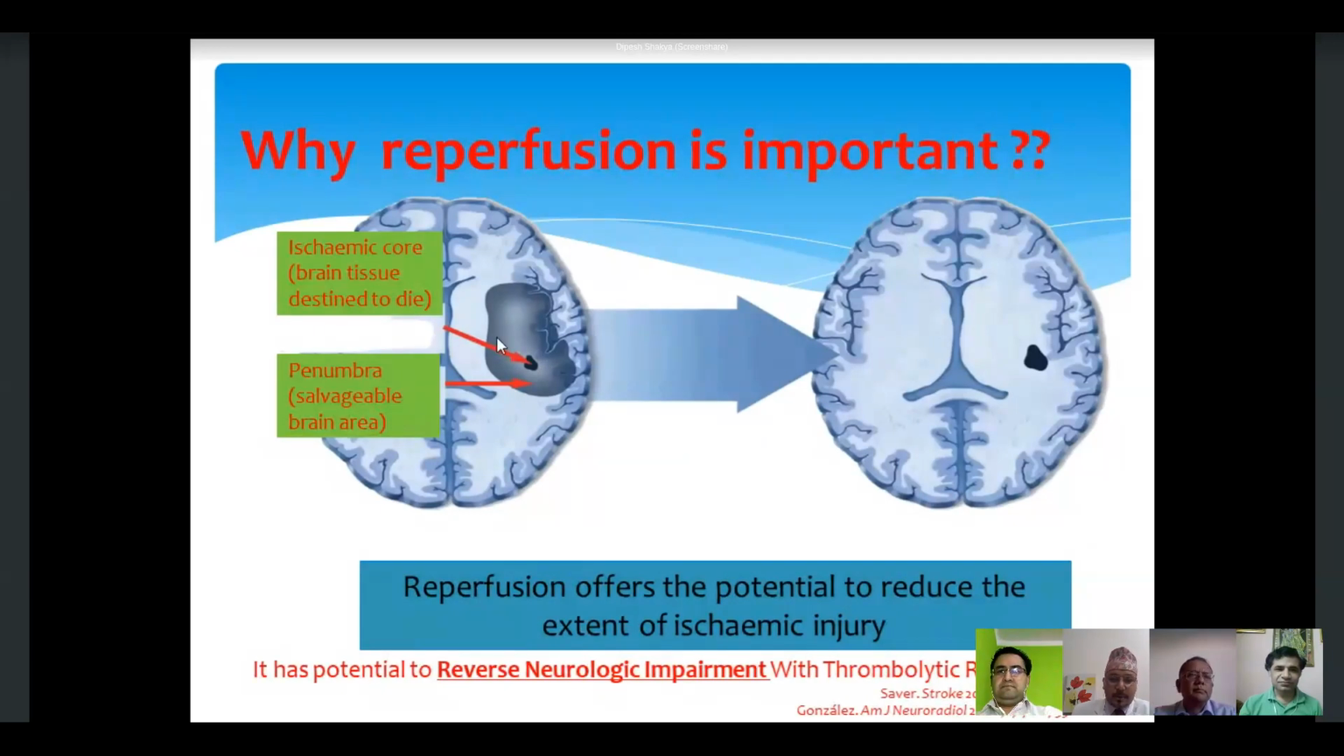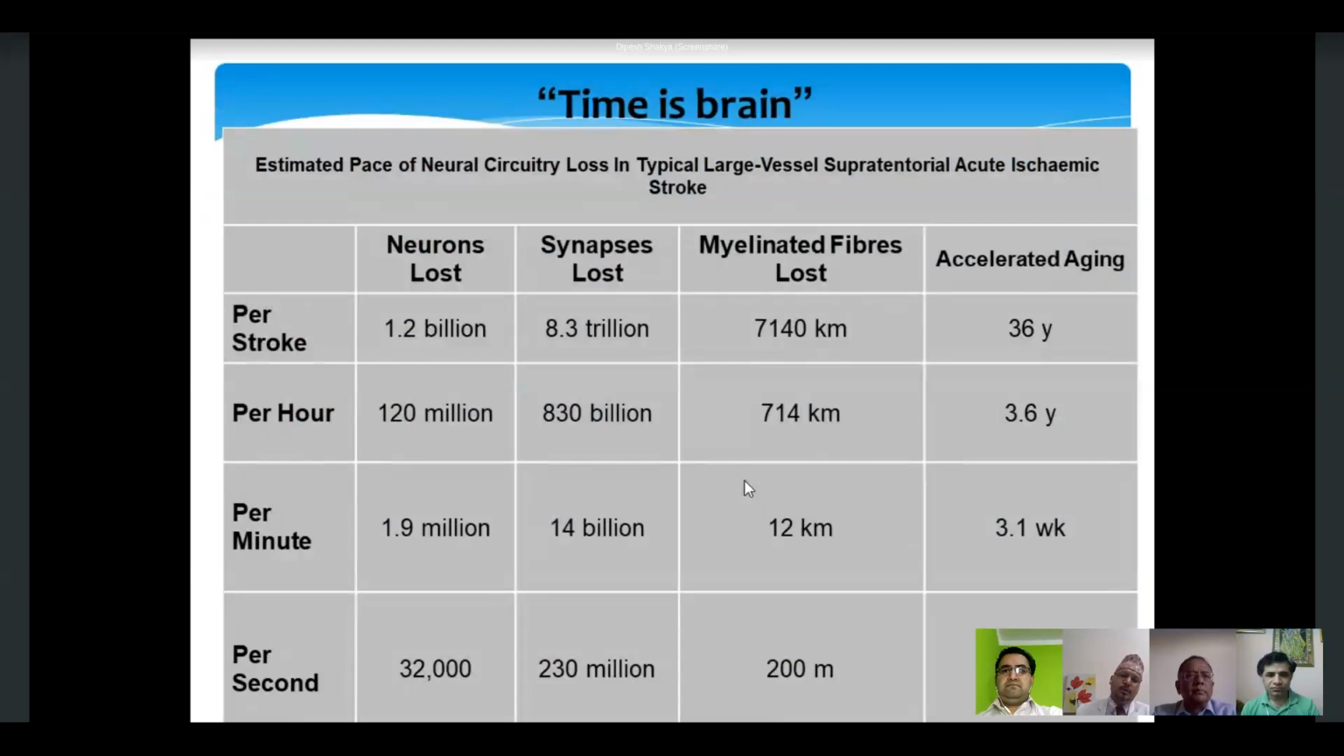But talking about the gray area of the brain, this is the area where there is decreased perfusion of blood. If we can reperfuse, if we can thrombolyze and increase the circulation in this area, we can save the part. This is known as the penumbra, and this is a salvageable brain area. Hence, reperfusion offers the potential to reduce the extent of ischemic brain injury and thus reverse neurological impairment. So the time to treatment is very important in this. By this time, we know time is brain.